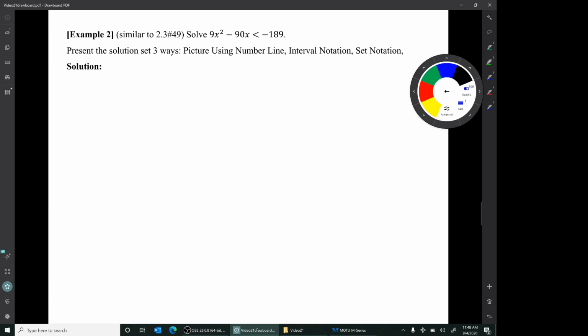The next example, we're supposed to solve this inequality and present the solution set 3 ways. Well, notice that so far in this video, we've been talking about sign behavior of functions, whether they're positive or negative or 0. And we have a sign chart method for determining the sign behavior and presenting the sign behavior of functions. In this inequality, I have an inequality that compares two expressions, and it's not in a helpful form. A more helpful form is where you have an inequality comparing something to 0.